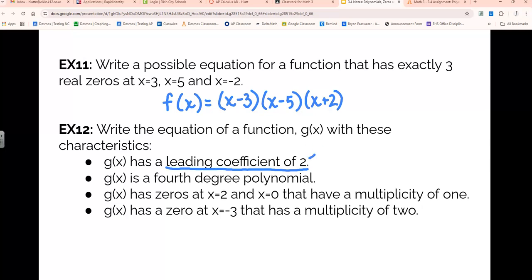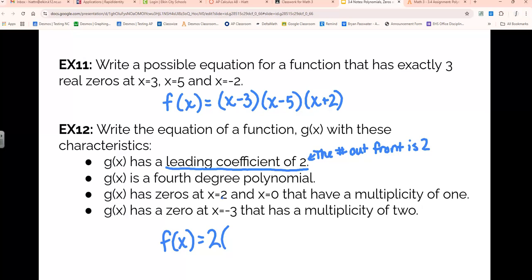That means the number out front is 2. So when I'm writing this equation, I'll have f of x equals 2, and then I'll start my equation. All right, so if you see leading coefficient of 2, that's what that's talking about. I have a 4th degree polynomial, which means I've got 4 zeros, although they might not be distinct zeros.